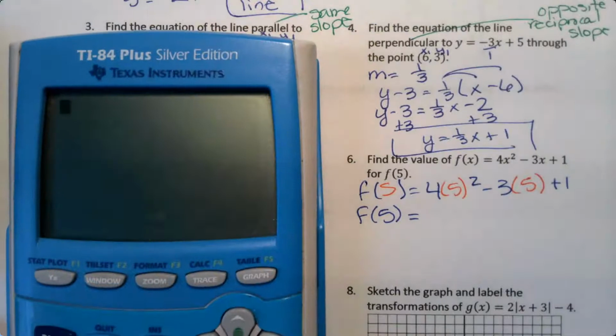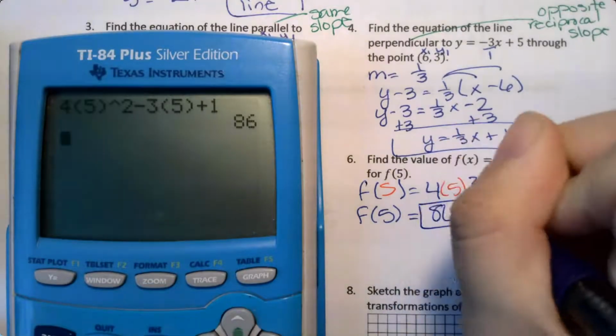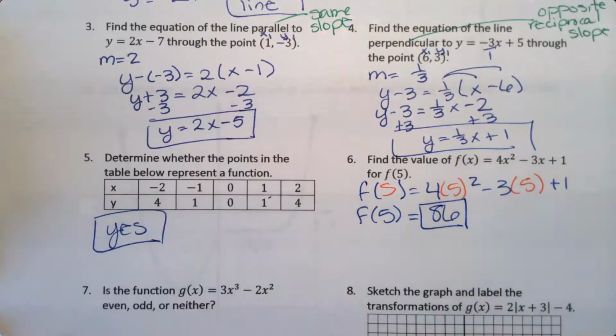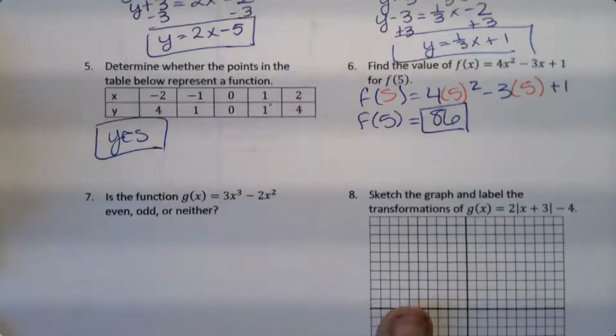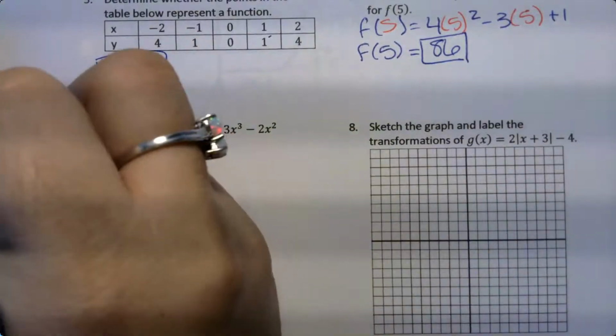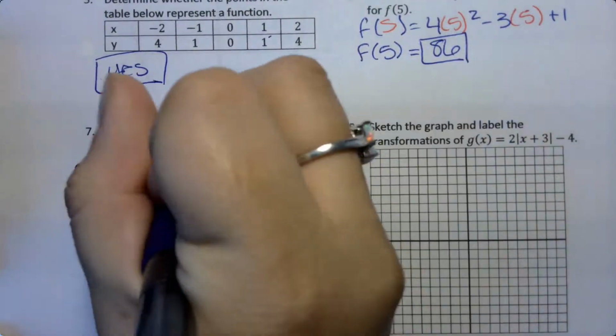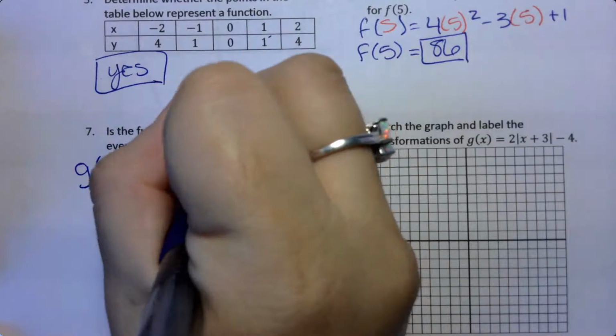So if I'm typing into my calculator, I can do 4 parentheses 5 squared minus 3 times parentheses 5 plus 1, which gets me 86. Okay. Number 7 wants me to decide if the function is even, odd, or neither. For this one, I want to plug in a negative x. And then, depending on what I get, I will see if it's even, odd, or neither.